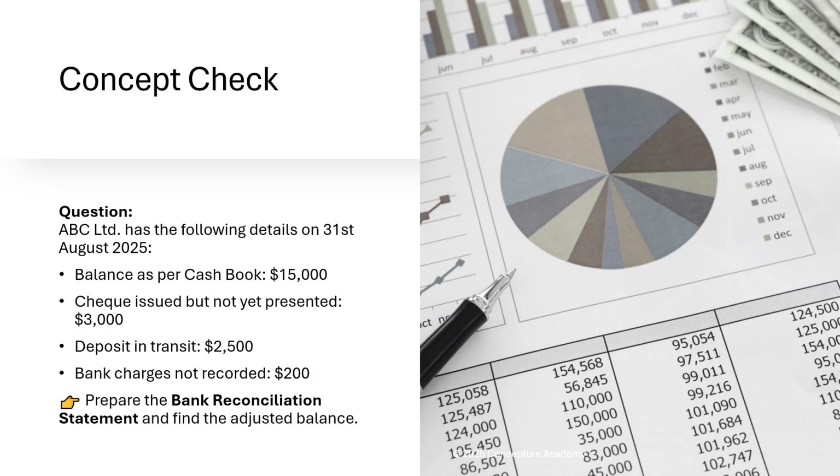The question is: ABC Limited has the following details on 31st August 2025. Balance as per cash book is $15,000, and checks issued but not yet presented to the bank are $3,000, and deposits in transit are $2,500. Bank charges not recorded yet are $200. So prepare the bank reconciliation statement and find the adjusted balance.